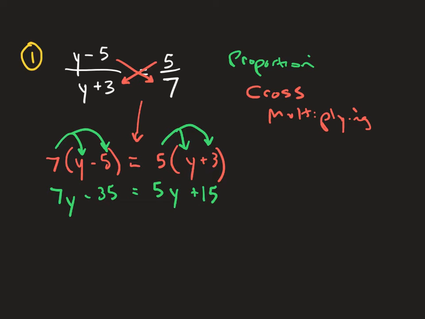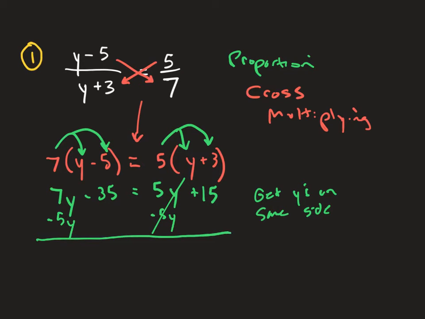Get the y's on the same side. You can do that either side, it doesn't matter. I'm going to go ahead and subtract 5y, just to get rid of them from the right, move them all to the left. So we've got 2y now. Bring down the minus 35, bring down the equals, and on the right side we've only got 15.